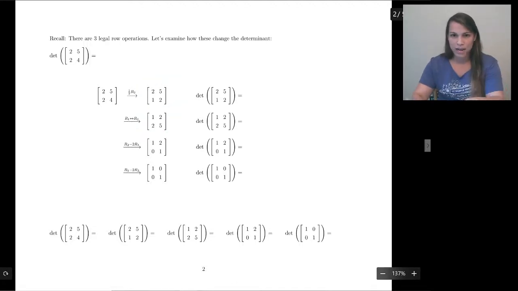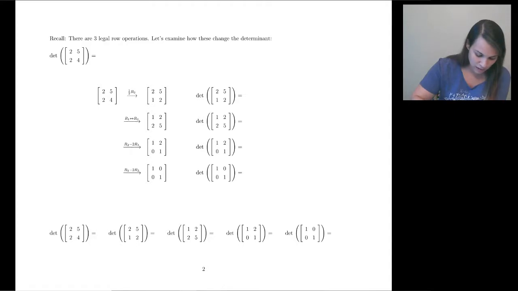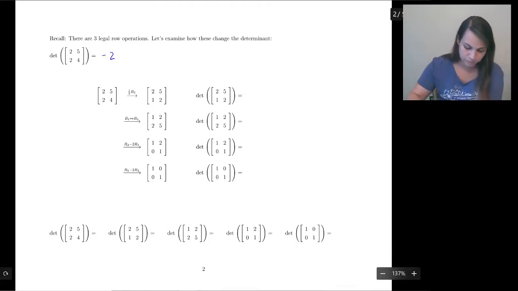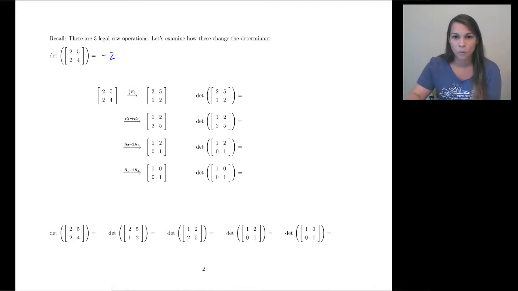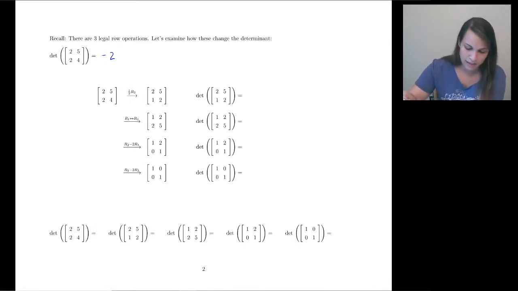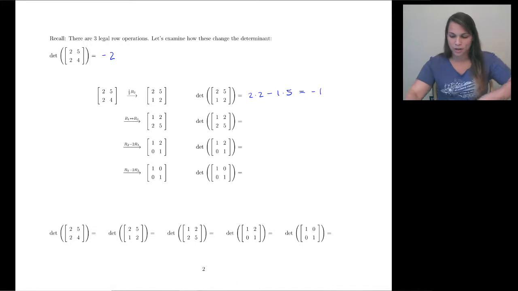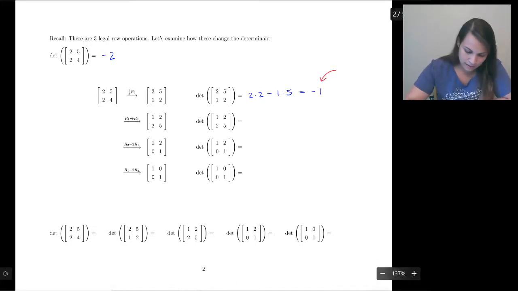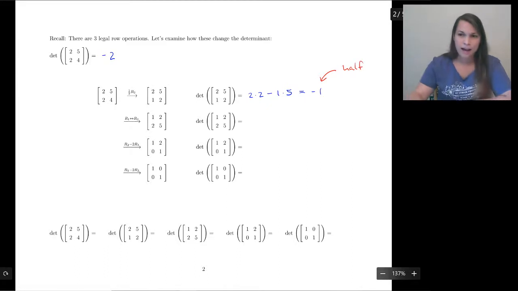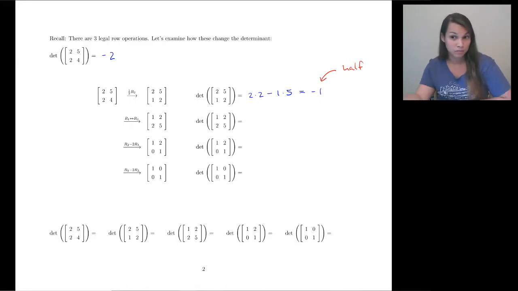So these are just the steps that I had on the previous page. Let's remember the determinant of A was negative 2. And the first thing I did was 1/2 times row 2. So let's take the determinant of this matrix. That's going to be 2 times 2 minus 1 times 5, and that's going to be negative 1. So this is half of what it was. That kind of makes sense. We divided one of the rows in half, and that made our determinant half of what it was.